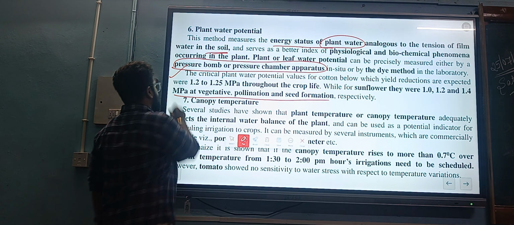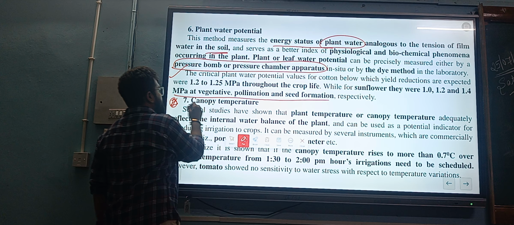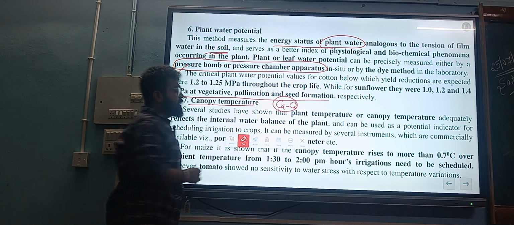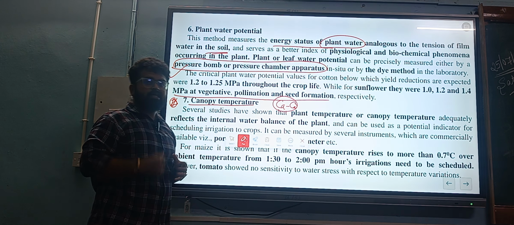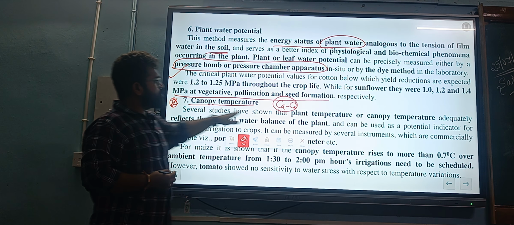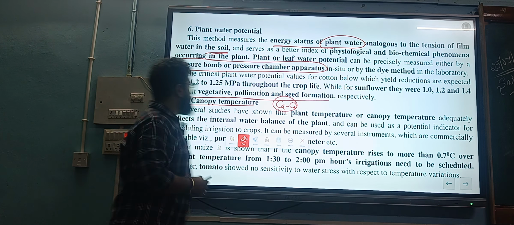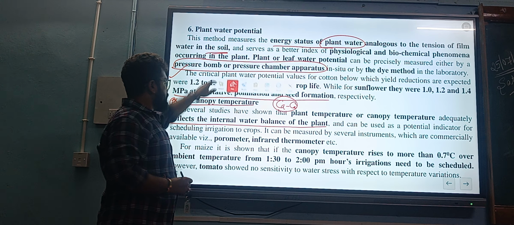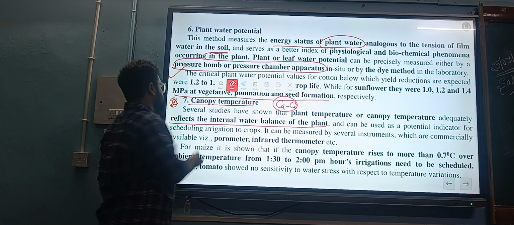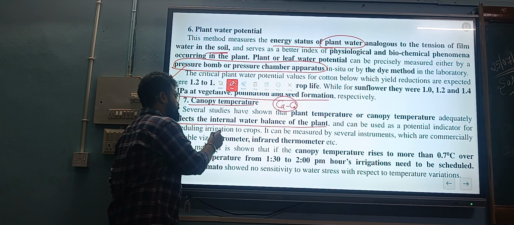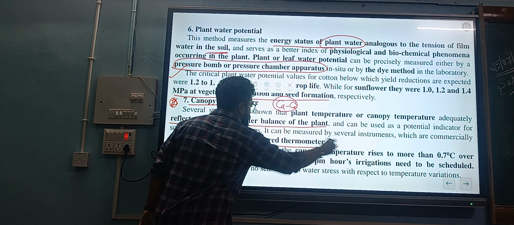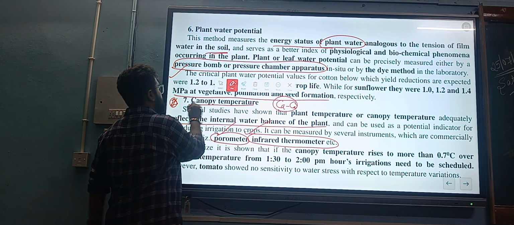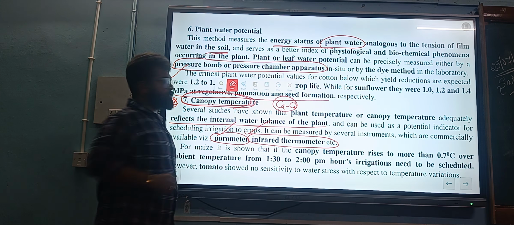So the next is the canopy temperature approach. The difference in canopy temperature minus air temperature will also be used as an indicator for soil moisture irrigation scheduling. Several studies show that plant temperature or canopy temperature adequately reflects the internal water balance of the plant. So use it as a potential indicator for the scheduling. It can be measured by instruments such as a porometer or infrared thermometer. The porometer or infrared thermometer is used to measure the canopy temperature.